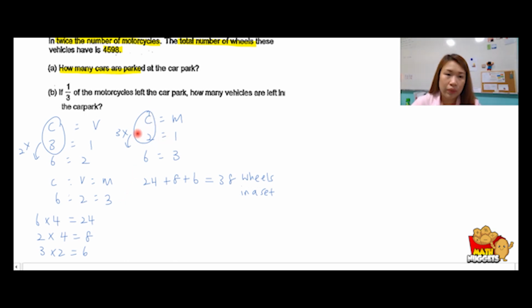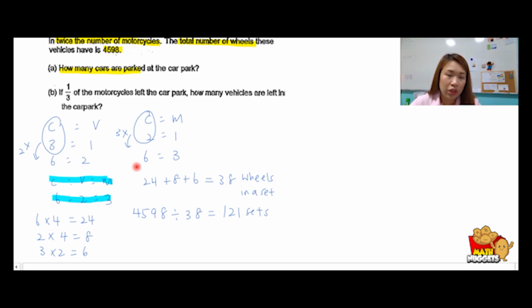Okay? Now, we know that the total number of wheels is 4,598. So now we need to find out the number of sets. 4,598 divided by 38. We get 121. So we know that there are 121 sets. Sets of what? Sets of these. This is one set. Okay?